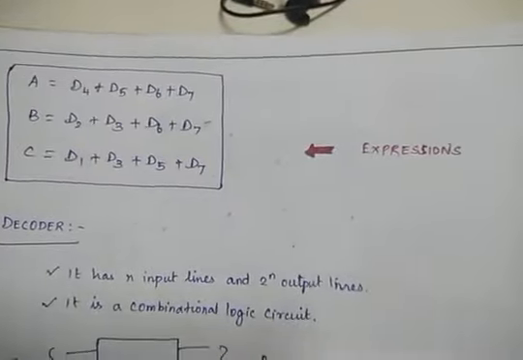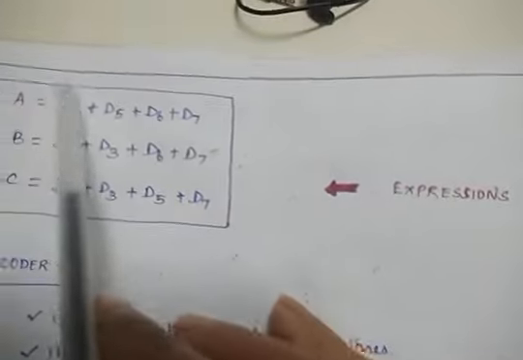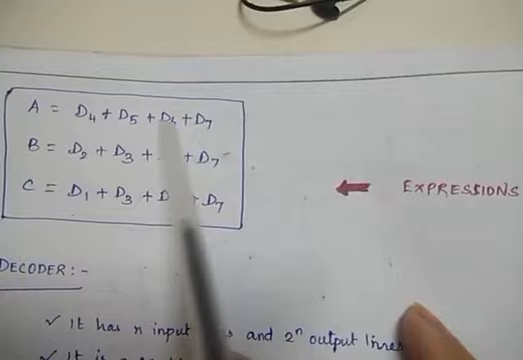So from the truth table we can write the expression. See, again I'll show you here. A is one of the 3 outputs, right? A is having ones when D4 is enabled, D5 is enabled, D6 is enabled, D7 is enabled. So in these 4 cases A is having 1. So we got A equal to D4 plus D5 plus D6 plus D7.